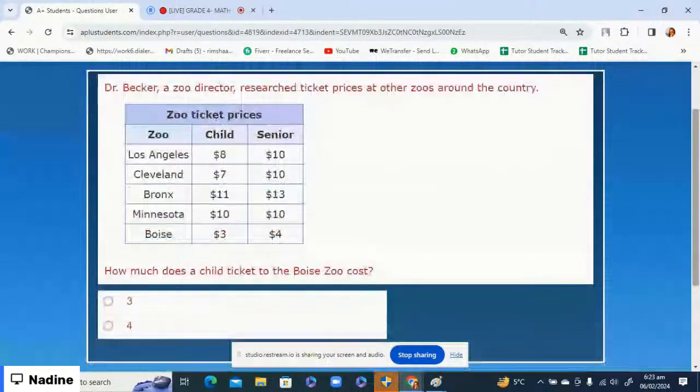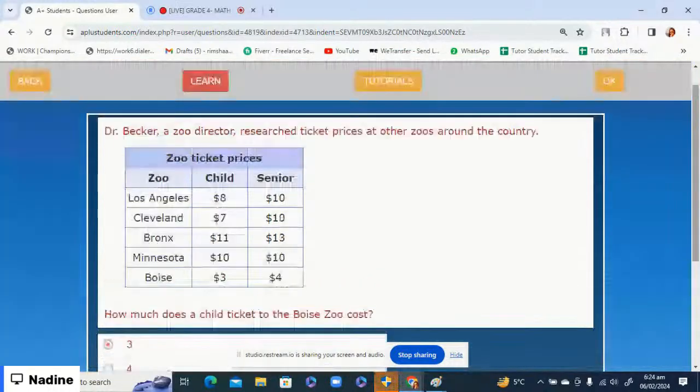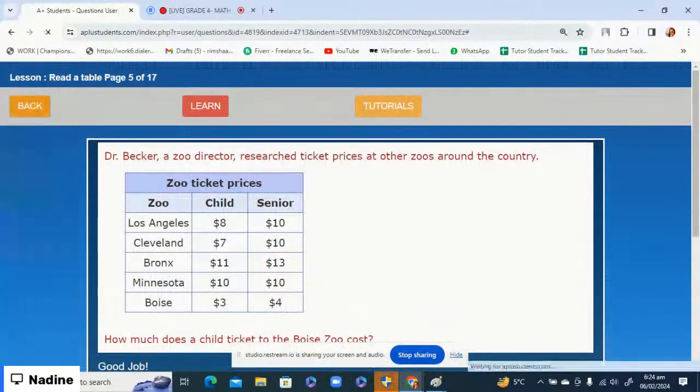Okay, this one last. Dr. Becker, a zoo director, researched the ticket prices at other zoos around the country. So the zoo ticket prices are Los Angeles, Cleveland, Bronx, then child and senior prices are given. So how much does a child ticket to the Bronx zoo cost? Child. We are only interested in the child. So what's the answer for that? Yes, for the child, that is only 3. Okay. Hope you guys understand this lesson. Then let's move to the next.